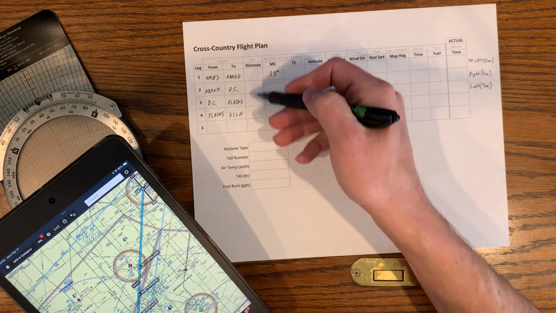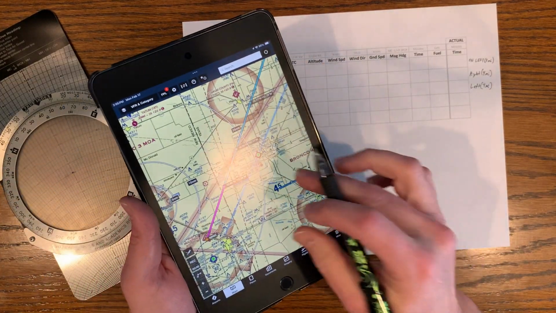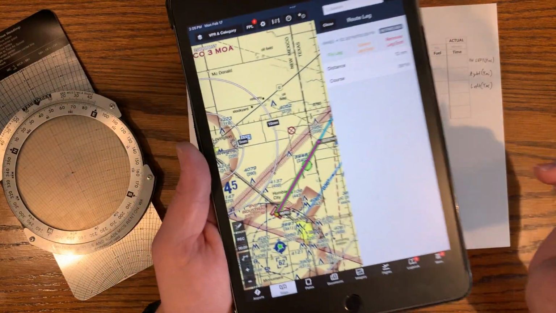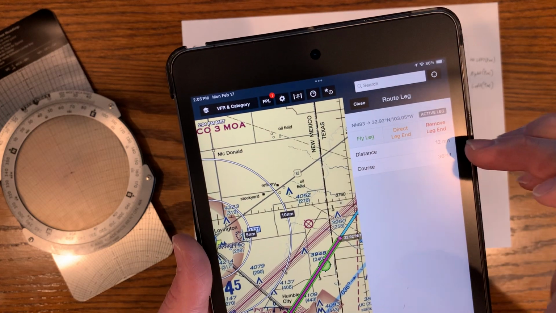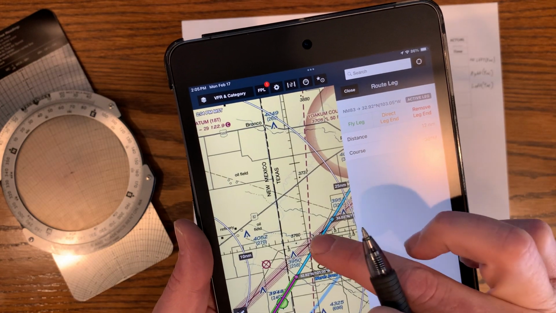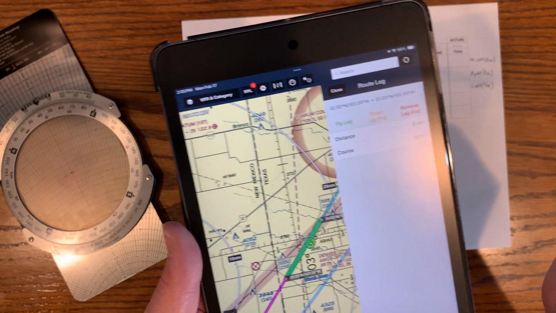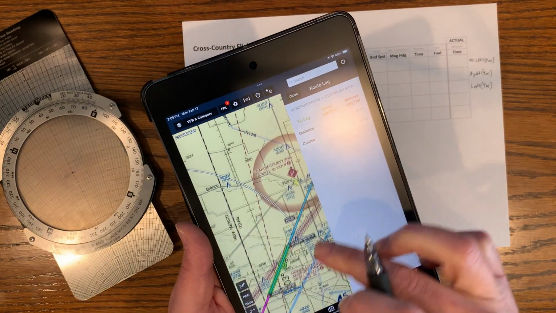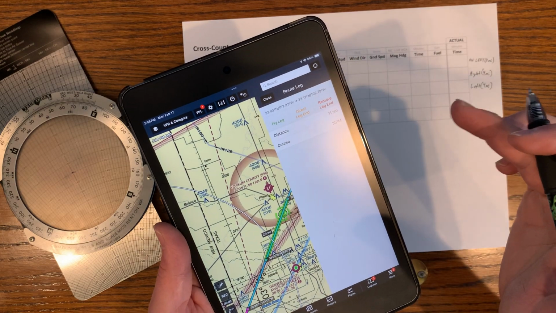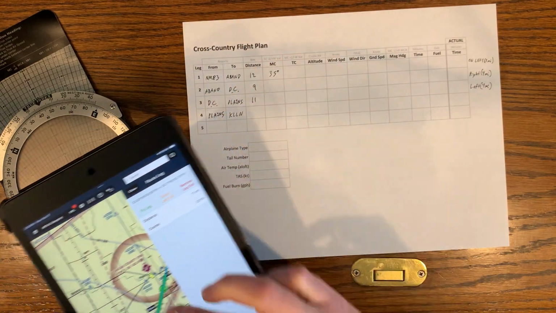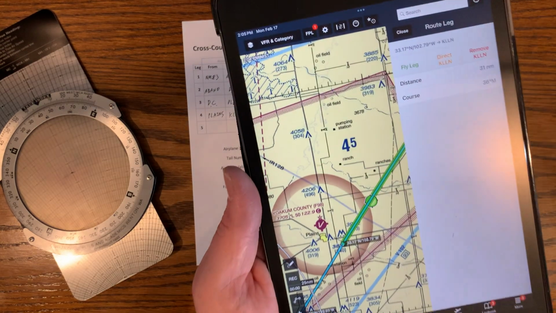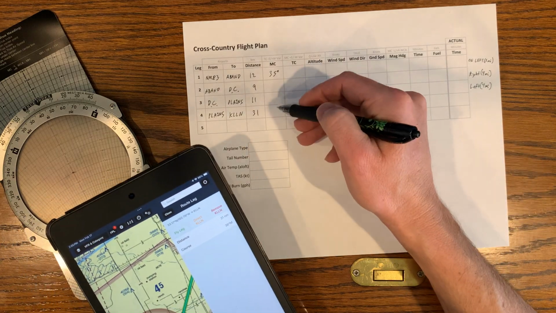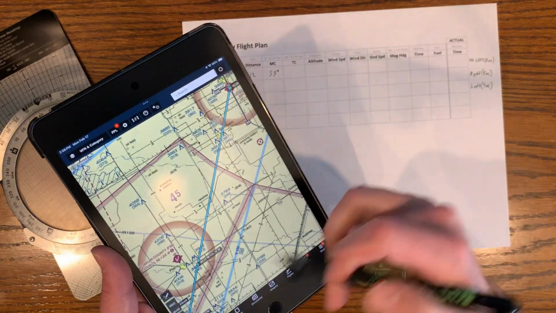All right, now we need to fill out distance information. This is really easy with ForeFlight. You don't have to use a plotter to measure all this stuff. ForeFlight's got it built in. So just touch the leg, 12 nautical miles. Okay, next leg, 9 nautical miles. So 12, 9. See how easy this is to fill in? 11. And the last leg, the longest one, is 31 nautical miles.